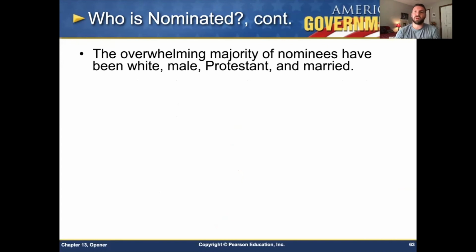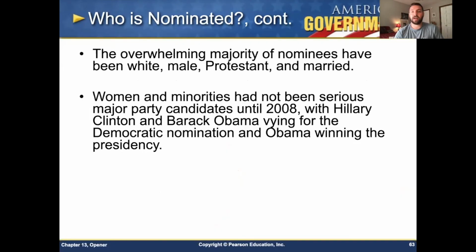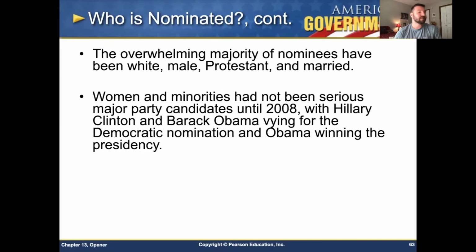The overwhelming majority of nominees have been white, male, Protestant, and married. So, again, there are exceptions to any of these things. For instance, most of them have been white. I mean, it's still true, but you have Obama. Obama's the first African American president. Male, to this point, we have had only male presidents. That is going to change at some point. It came real close to changing in 2016 when Hillary Clinton won nearly 3 million more votes than Trump did, but lost the Electoral College. There's going to be a woman president someday, probably sooner rather than later.